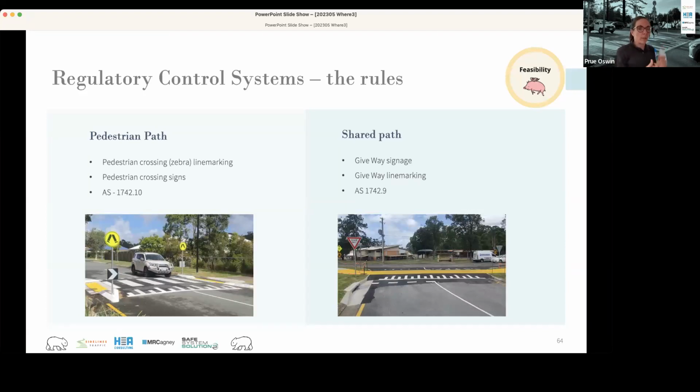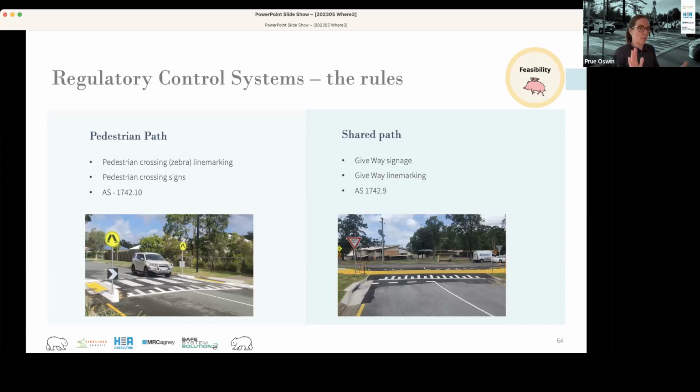So I'll talk quickly about the different rules we've got. For a pedestrian path, the zebra crossing we were talking about before, that is established. The rules around that are in Australian Standard 1742.10. This is where we use pedestrian crossing or zebra line marking and the signs and lines that are associated with that. We also have priority pathways, which are for shared paths. In that situation, we use the giveaway signage and the giveaway line marking. That's in 1742.9, which is the bicycle guidance. So that could be for a bicycle path or for a shared path.